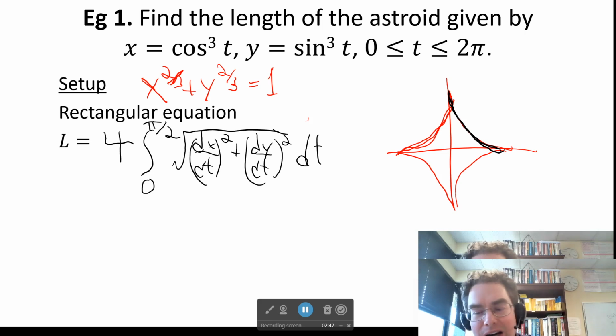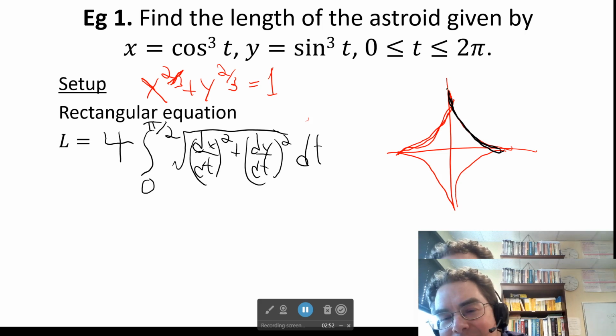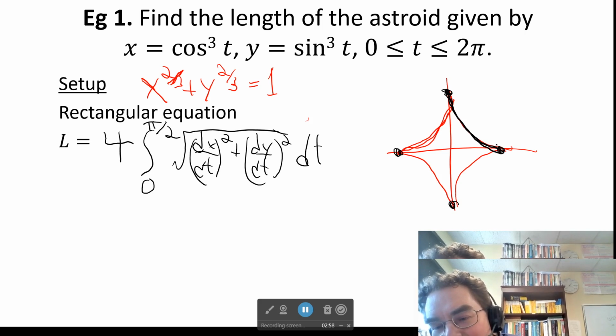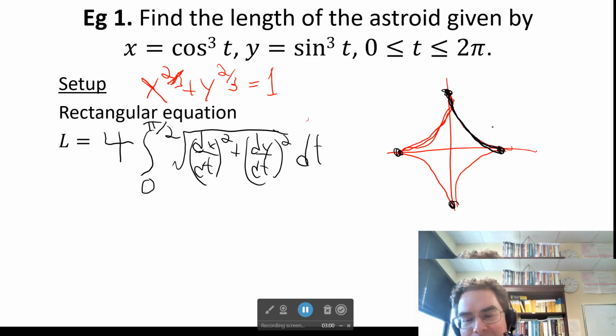And the reason why we not only want to do that for convenience, but kind of have to do it, is because if you look at these cusps that the asteroid has, those are going to be points where it's not smooth. And the arc length formula really works for smooth curves. So we're going to avoid those bad points by just focusing on this 1/4 of the curve. They're still on the endpoints for us, but that's okay. It's not too bad if they're on the endpoints.